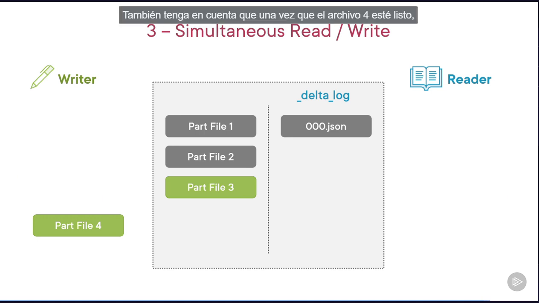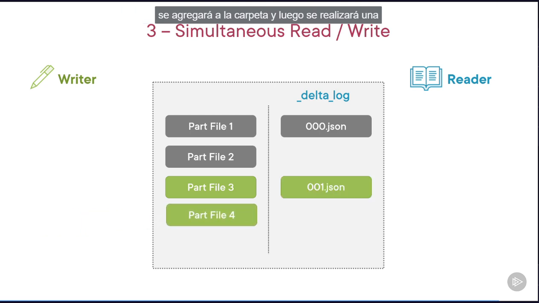Also notice, once file 4 is ready, it will be added to the folder and then an entry will be made in the transaction log. So next time, when a process wants to read the data, it will read two log files and then read 4 part files. So as you have seen, this is how Delta Lake provides ACID guarantees.